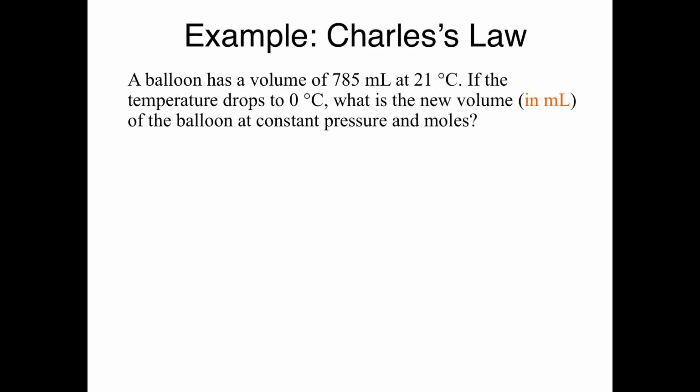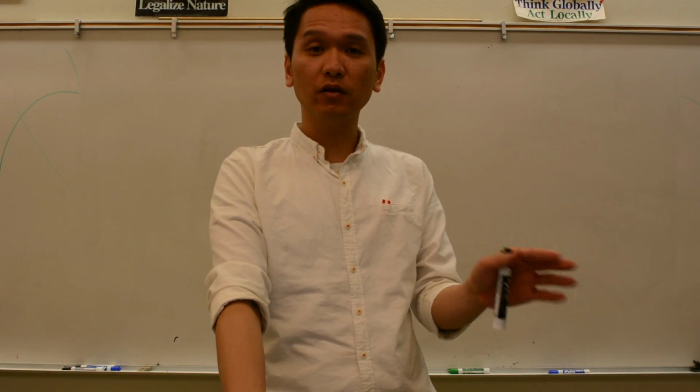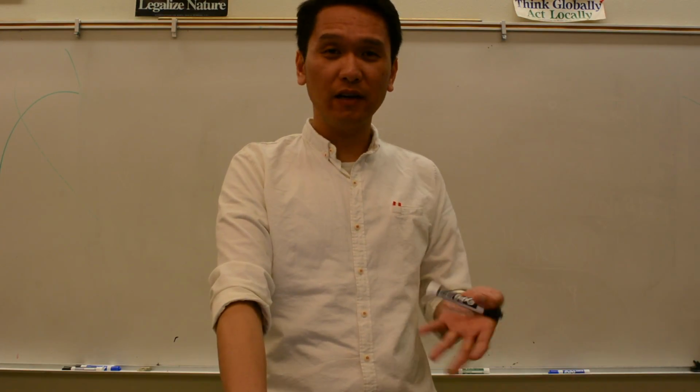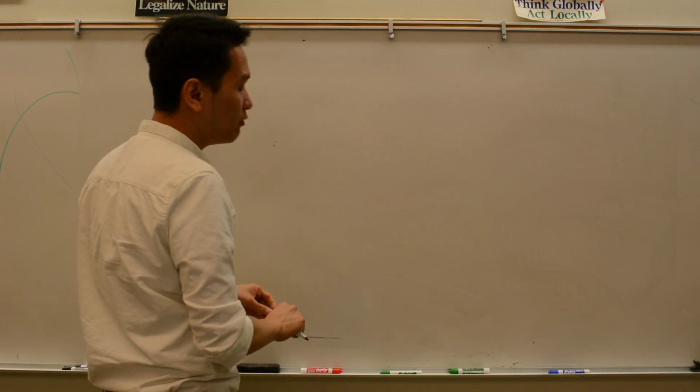Example of Charles' law: a balloon has a volume of 785 milliliters at 21 degrees Celsius. If the temperature drops to 0 degrees Celsius, what is the new volume of the balloon at constant pressure and moles? Okay, so it says that we are at constant pressure and moles. That means I can apply Charles' law. If it doesn't say that, I cannot apply Charles' law. So let's write down what we know.